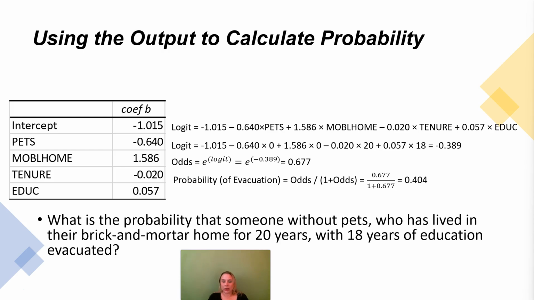So when working with this type of problem, you want to make sure that you're paying attention to how the model is designed and what the question is asking. So we have a 40% chance that they would evacuate and about a 60% chance that they would not evacuate. If we were using this in a classification model, since this didn't quite pass that 0.5 threshold, you might classify this as an individual who did not evacuate.